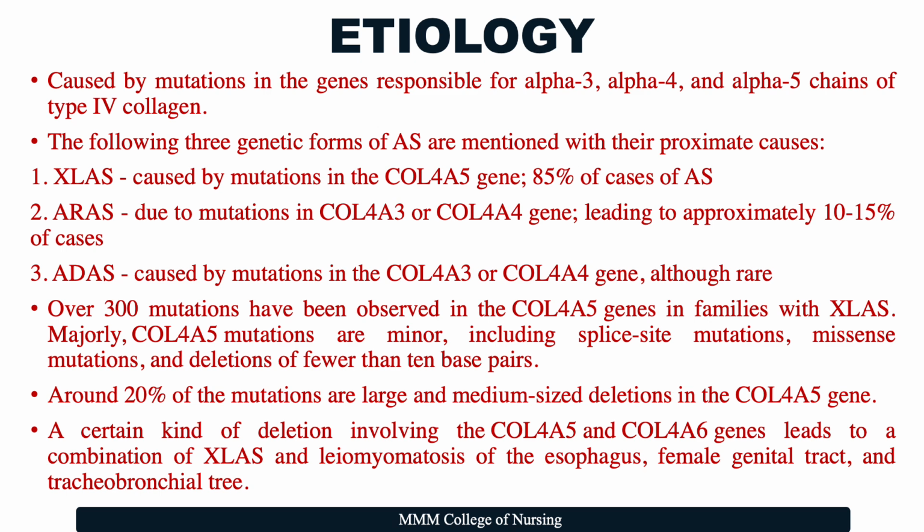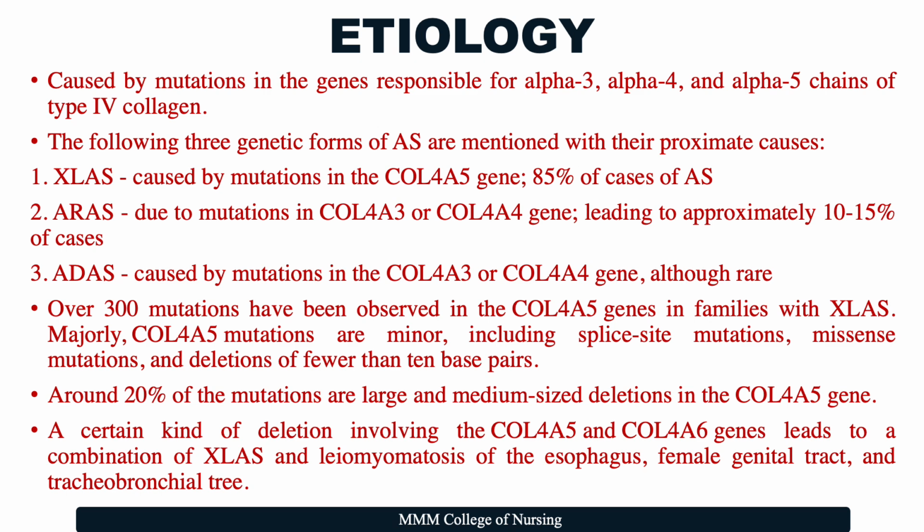Now let's look at the etiology of Alport syndrome. This is caused by mutations in the genes responsible for alpha 3, alpha 4, and alpha 5 chains of type 4 collagen. The following three genetic forms of AS are mentioned with their approximate causes. X-linked Alport syndrome is caused by mutations in the COL4A5 gene in 85% of the cases of AS. And autosomal recessive Alport syndrome occurs due to mutations in the COL4A3 or COL4A4 gene, leading to approximately 10 to 15% of the cases.